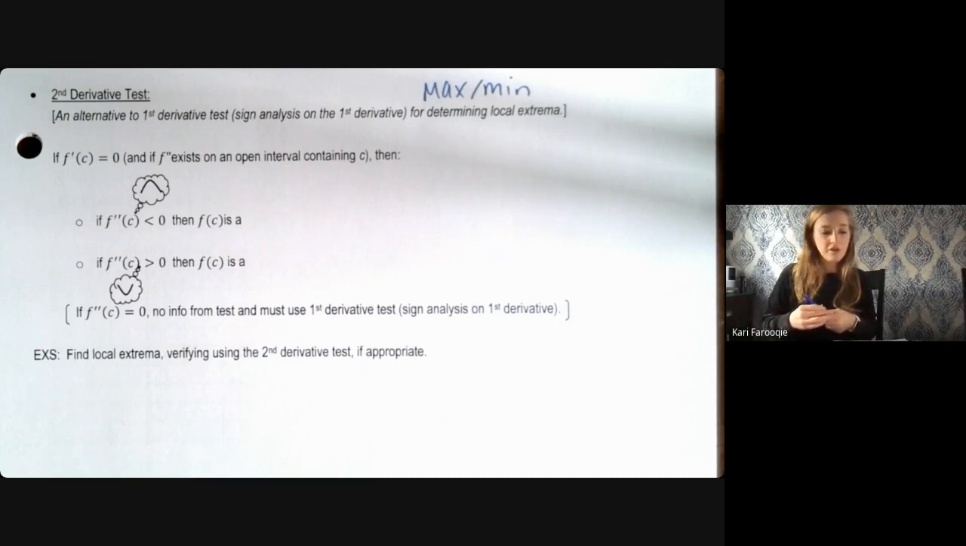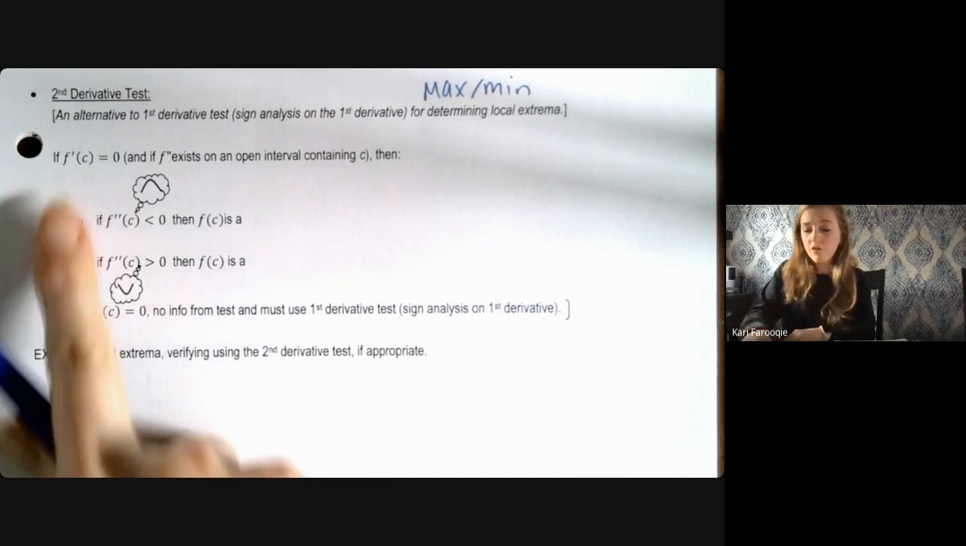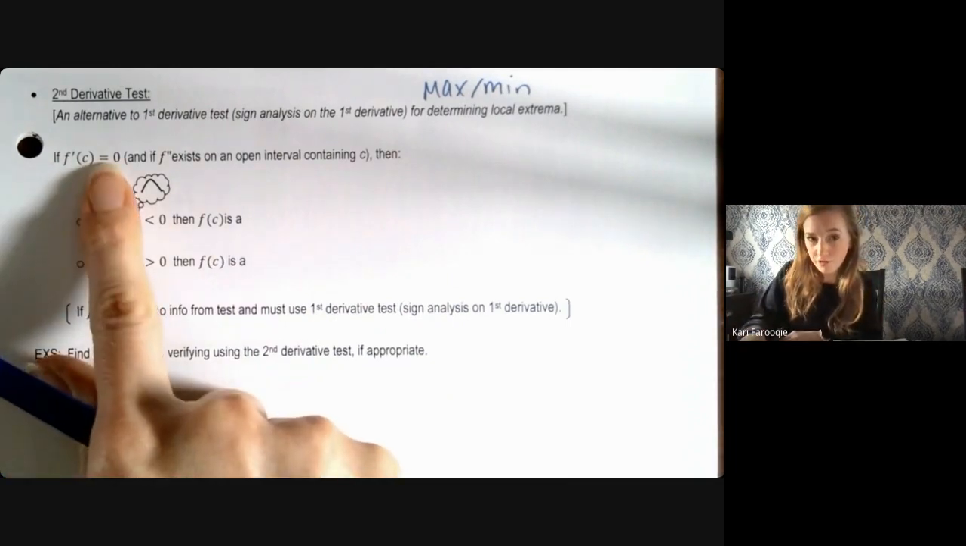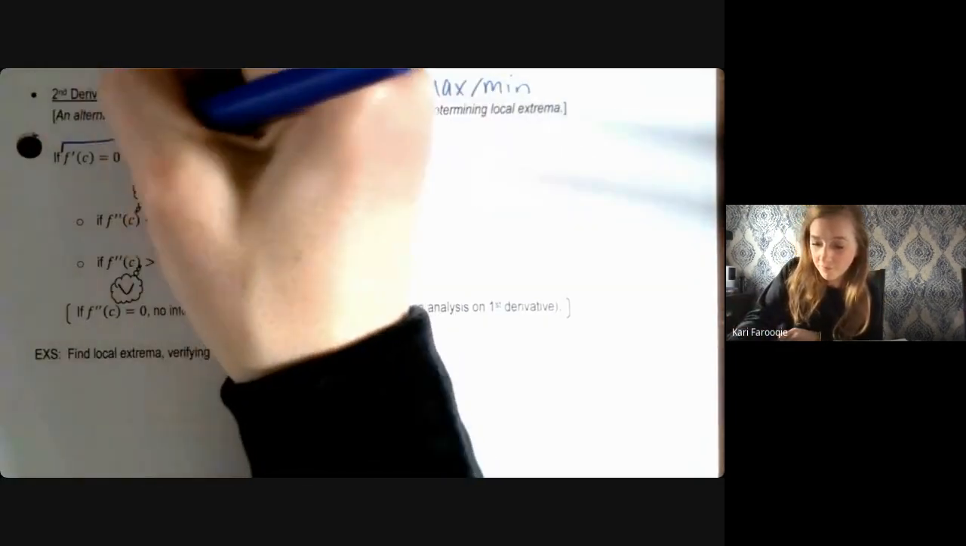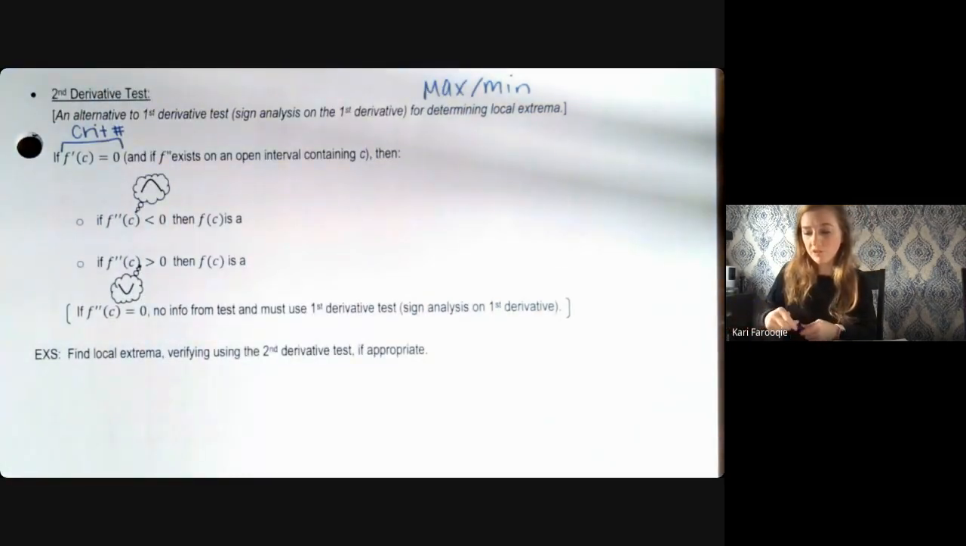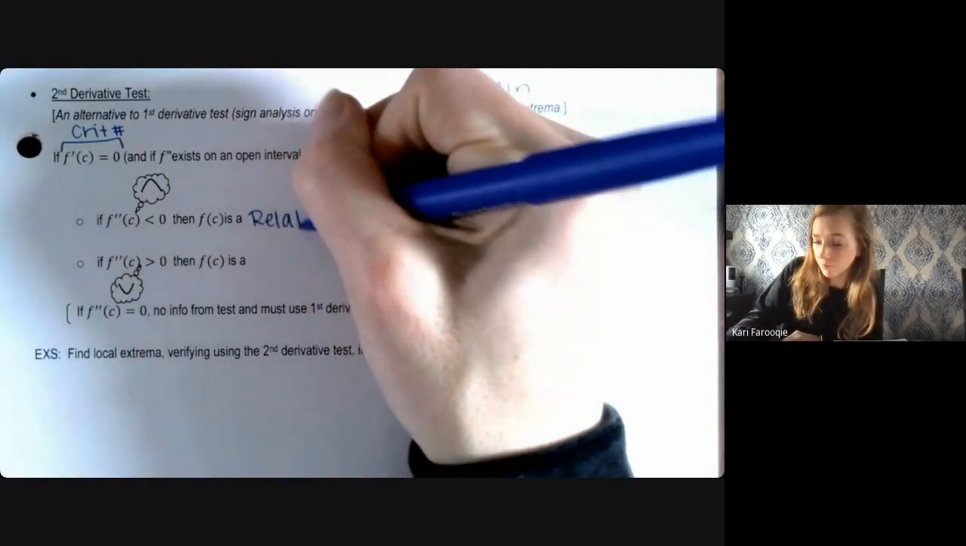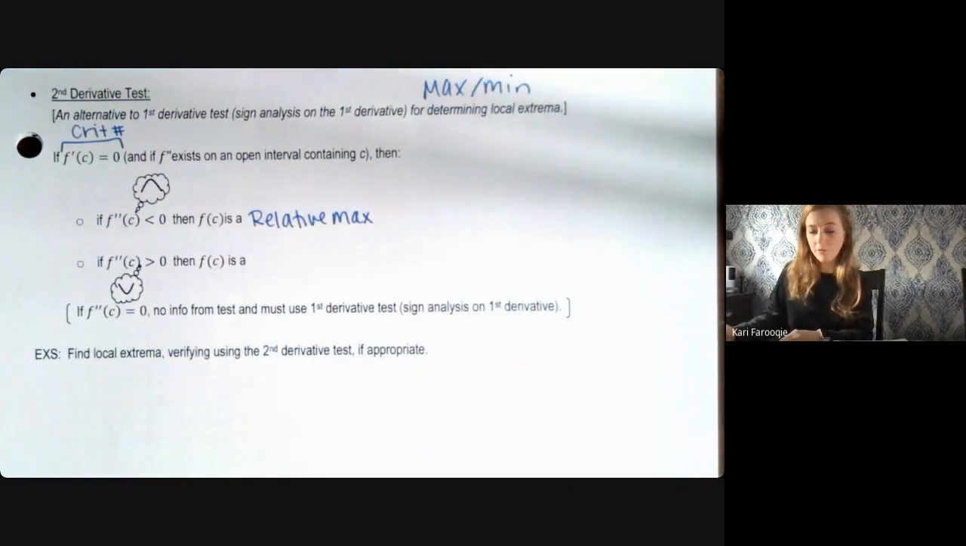If f prime of c equals 0, then, sorry, you're looking for a critical point first. So a critical number, and if f double prime exists on the open interval, then f double prime of c being less than 0 means that f of c is a relative maximum. And f double prime of c being greater than 0 means that f of c is a relative minimum.